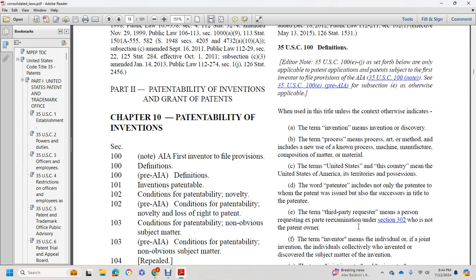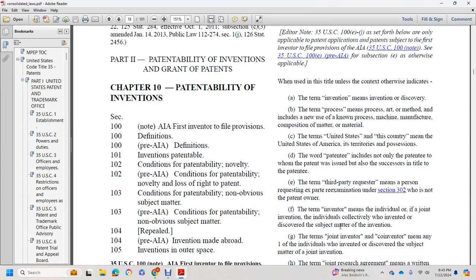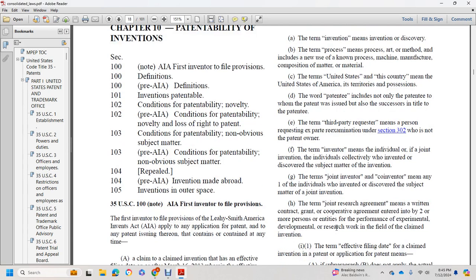The term third-party requester means a person requesting ex parte reexamination under section 302 who is not the patent owner. The term inventor means the individual or, if a joint invention, the individuals collectively who invented or discovered the subject matter of the invention. The terms joint inventor and coinventor mean any one of the individuals who invented or discovered the subject matter of a joint invention.